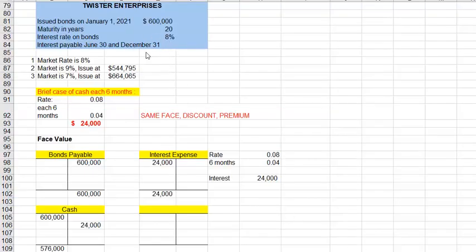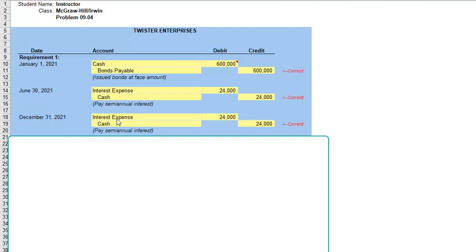When it comes time to pay our December 31st interest expense, it's going to be the same calculation. The bonds payable is still valued at $600,000. Our interest rate is still 4%, and our interest will be $24,000. So that interest expense is going to be the same, and our cash payment is always going to be that briefcase of $24,000 in cash. Let's take a look at that journal. As you can see, it is the same journal entry that we did in June that we're doing in December.